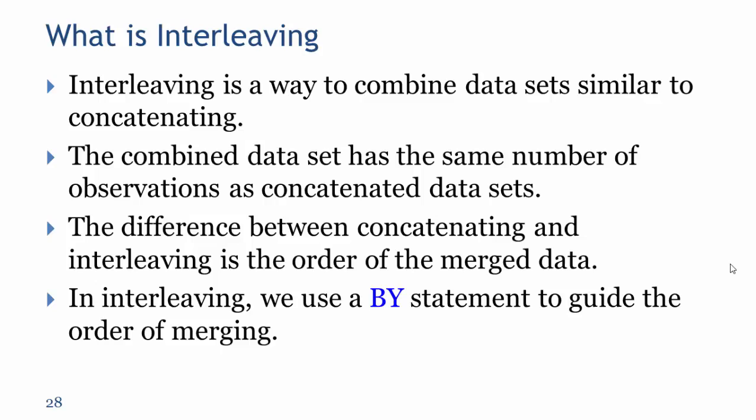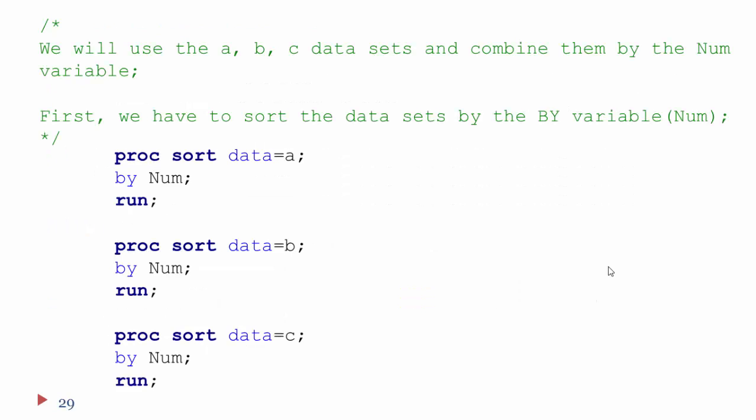The difference between concatenating and interleaving is the order of the merged data. Remember, in concatenating, the data were merged row by row. In interleaving, we use a by statement to guide the order of merging. So we'll use the A, B, C datasets and combine them by the num variable.